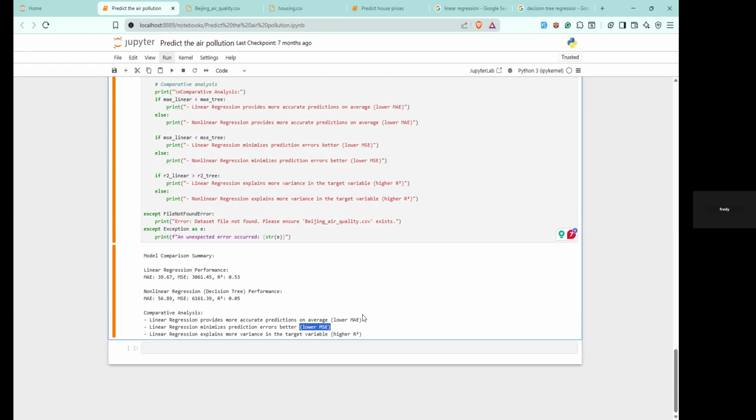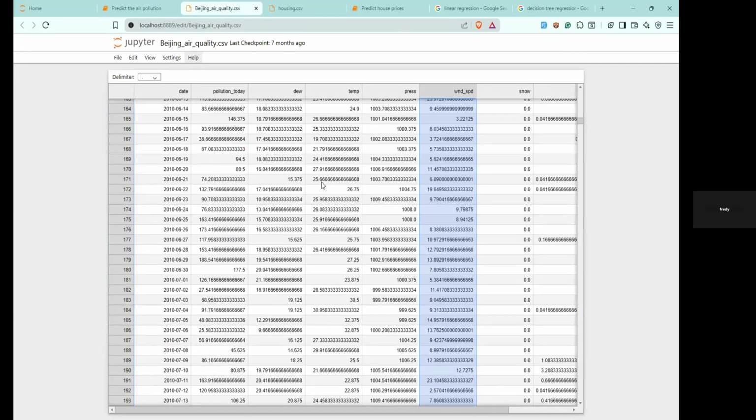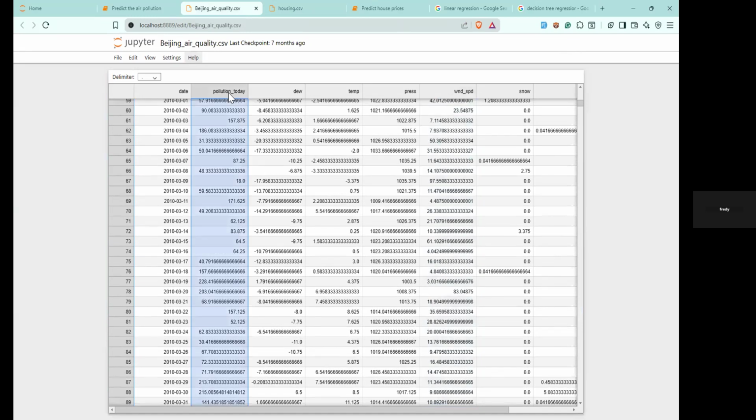So if we have a data set like this, we choose pollution today as our target, and all these other values we use as features toward predicting this value. If you want to predict the pollution for, let's say, the next Wednesday, using linear regression we will need to have all these previous parameters. From these previous features, we'll be able to tell how much the future day's pollution will be.